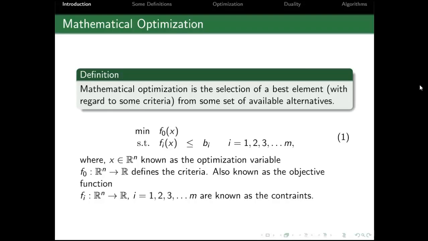Here, we are trying to minimize f0 of x subject to m constraints of the form fi of x less than or equal to bi. f0 is also known as the objective function, fi are the constraints, and x is known as the optimization variable.